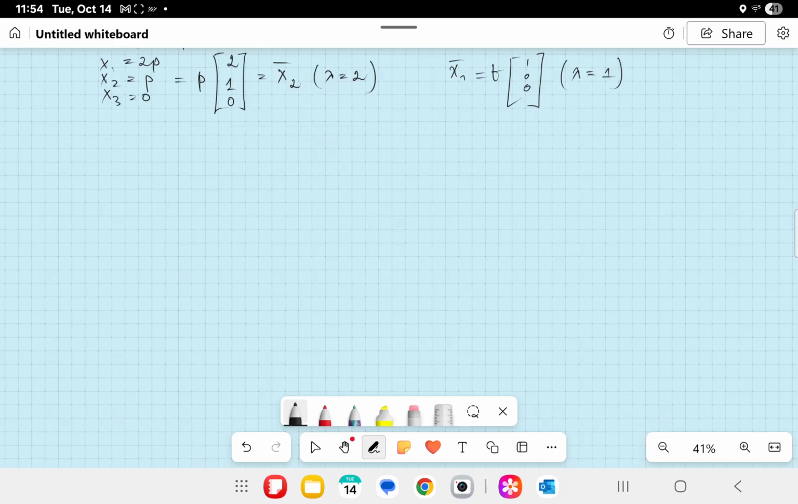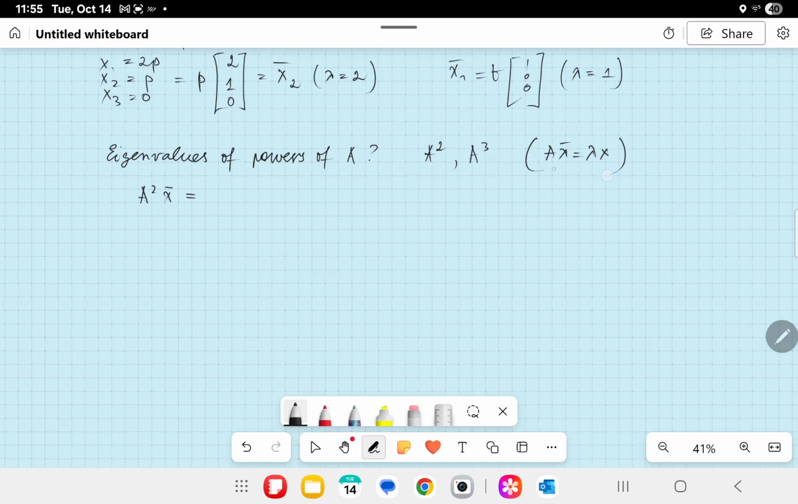Well, the first thing I want to investigate is what the eigenvalues of powers of A are going to be. For example, what are going to be the eigenvalues of A squared or A cubed? Well, let's do a square. So A squared x is going to be equal to what? If you know the eigenvalue, for example, if you know that Ax equals lambda x, you know the eigenvalue of the first power, then you can write it down.